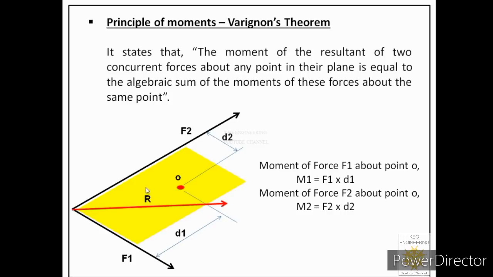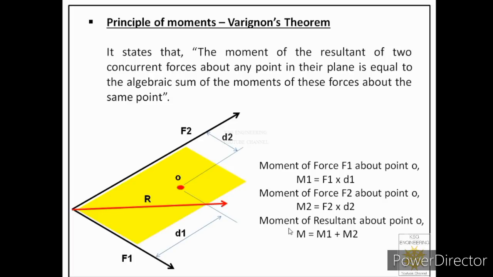Suppose R is the resultant of these two forces and we want to find out the moment of the resultant force about the same moment center. Then we can make use of this theorem. This theorem states that the moment because of the resultant of these two forces about the same moment center will be equal to the sum of the moments of the individual forces about the same moment center.